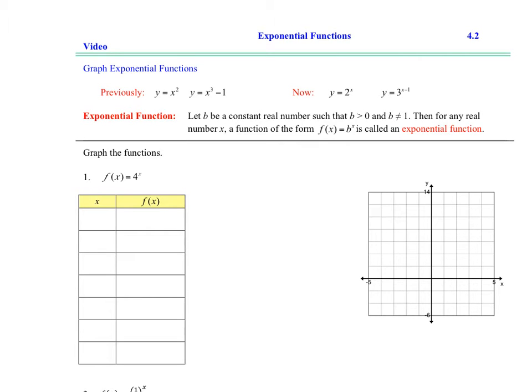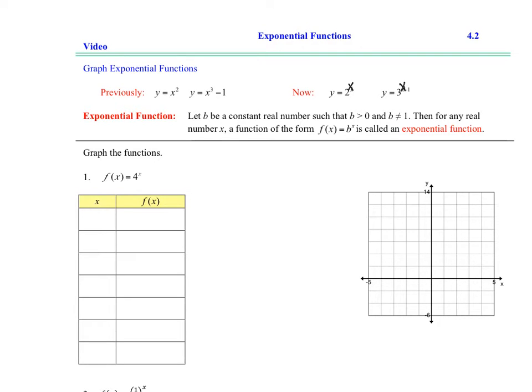We're going to look at graphing exponential functions. Previously we've looked at functions like y equals x squared, y equals x cubed plus 1. Exponential functions are where the variable is actually up in the exponent position.